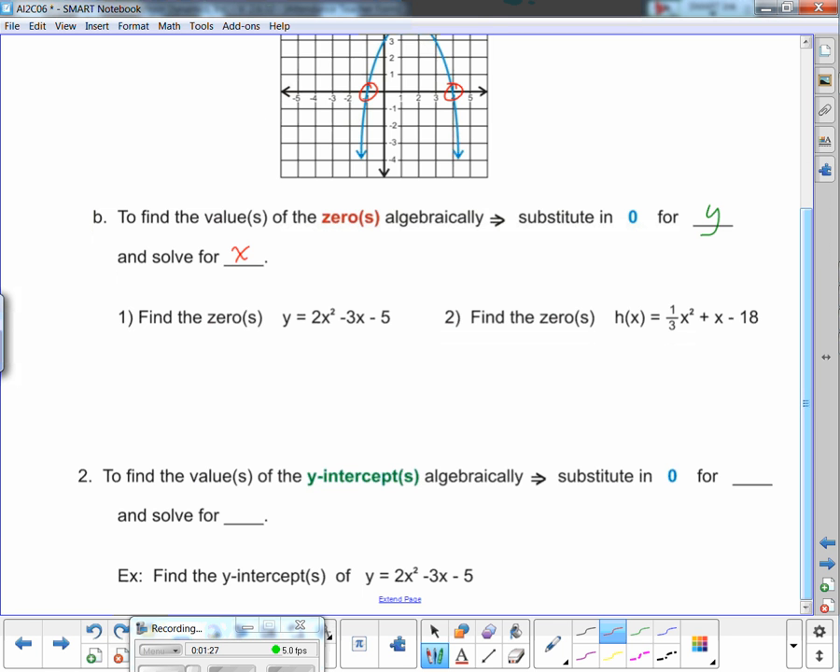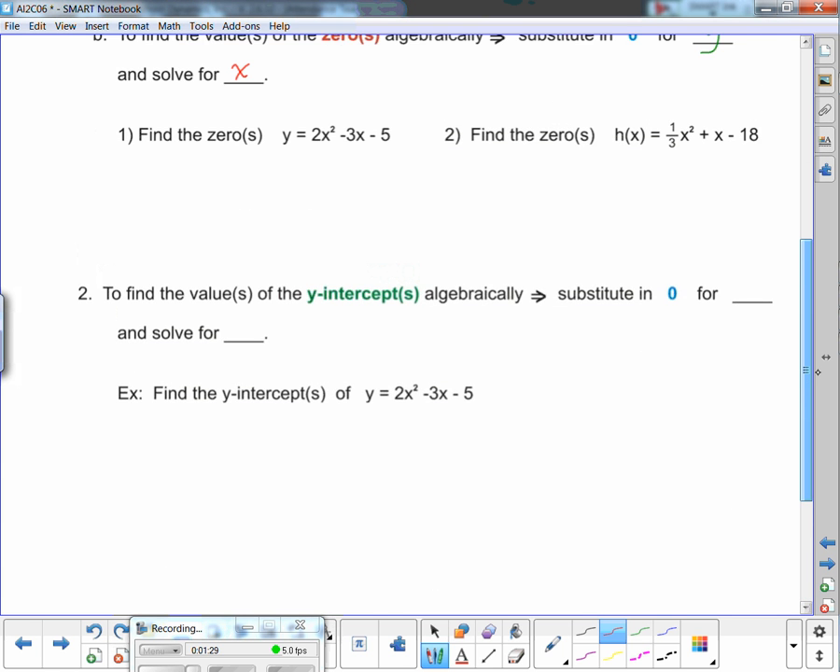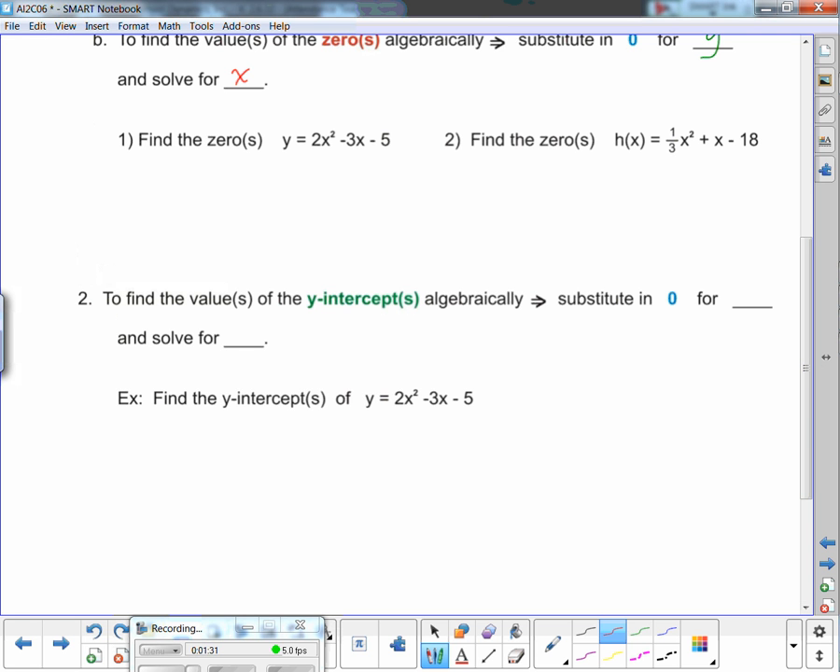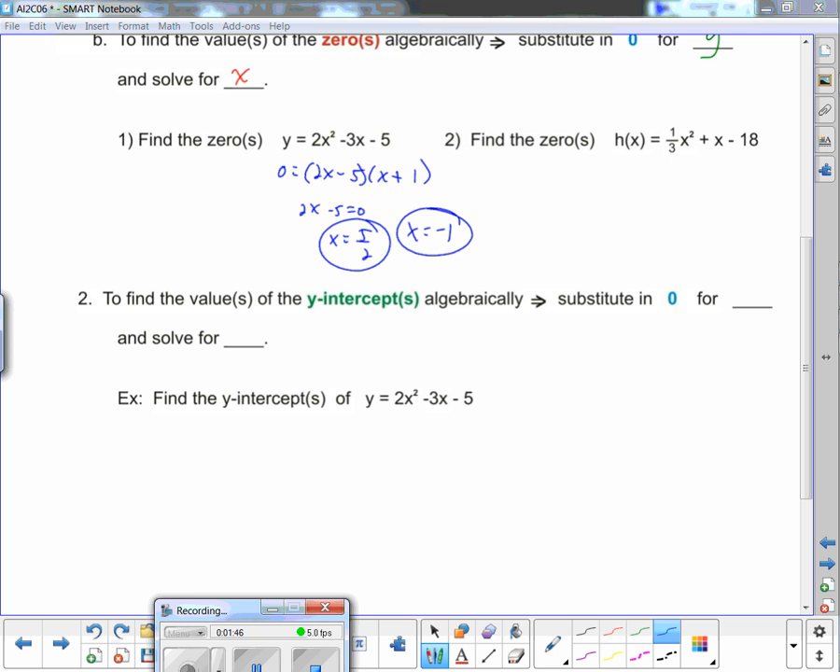Let me get rid of my screen so I can go higher. All right, so find the zeros. You guys just saw me do one a minute ago on the quiz. So go ahead and find the zeros for that quadratic function right there, and I'm going to pause the video.